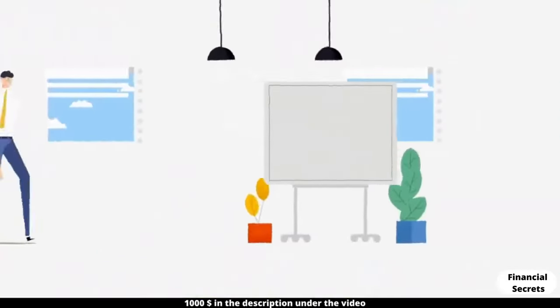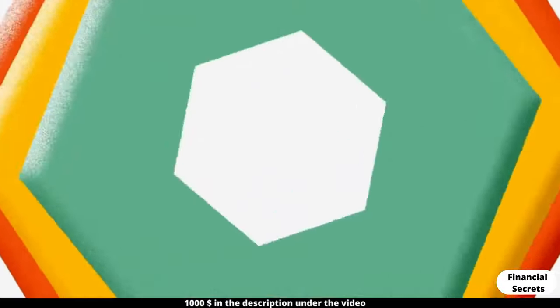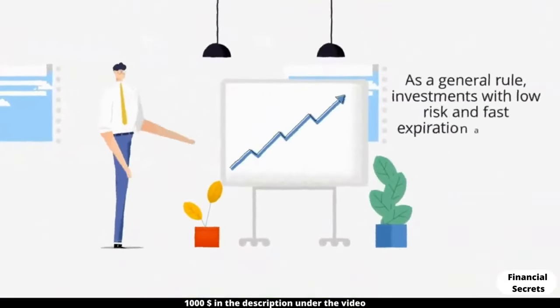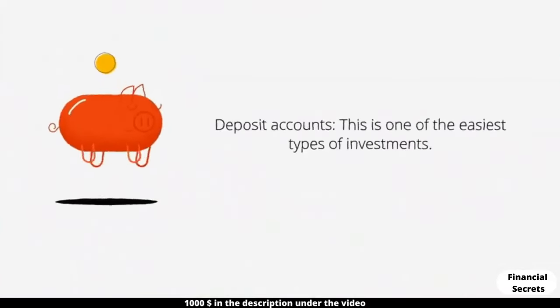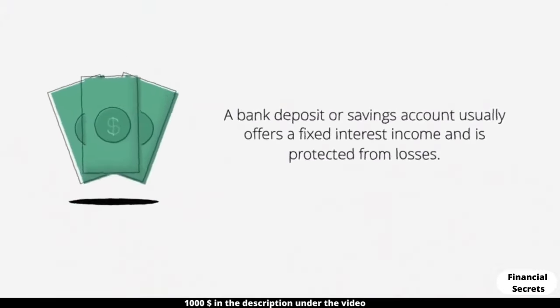Investing can be a great way to achieve financial goals. Choosing the right type of investment depends on the specific goals of the investor. As a general rule, investments with low risk and fast expiration are most suitable for short-term goals. Deposit accounts. This is one of the easiest types of investments. A bank deposit or savings account usually offers a fixed interest income and is protected from losses.